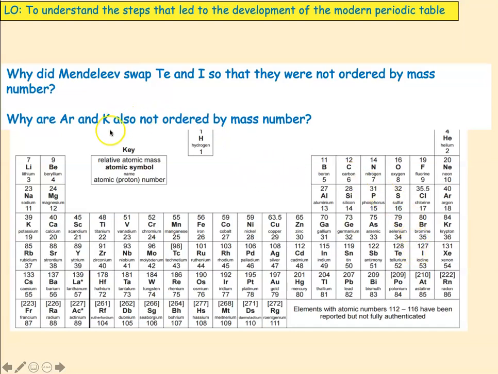Why are argon and potassium not ordered by atomic mass? If you look at argon there, it's 40 and potassium is 39. So argon should be down there and potassium over there. So why did he swap them? Pause the video now and try and explain.